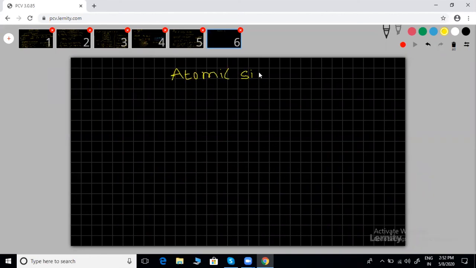You can take atomic size or radius, whatever you like. Here we have the first one. The last electron you should not consider. If you are considering the last electron, then with respect to whom are you calculating Z effective? That's why you have to leave one electron.